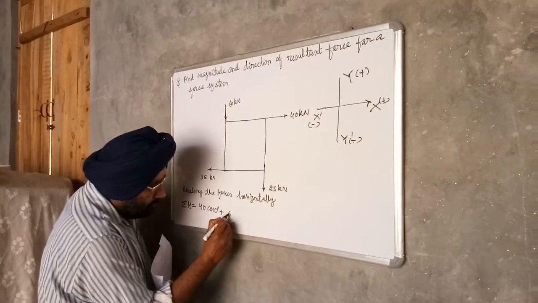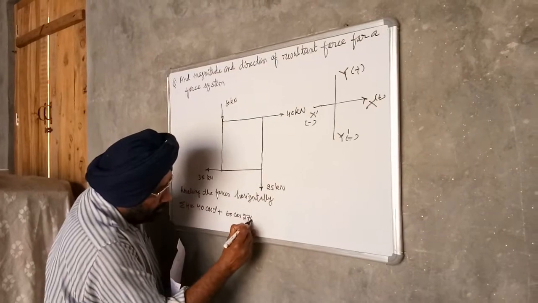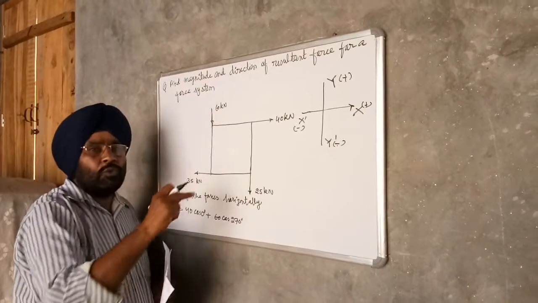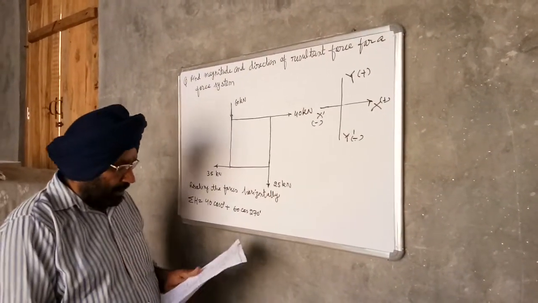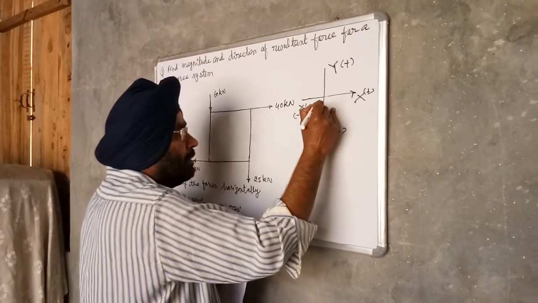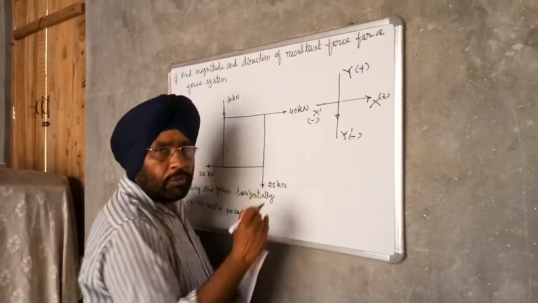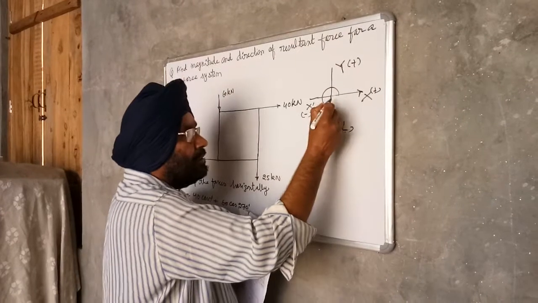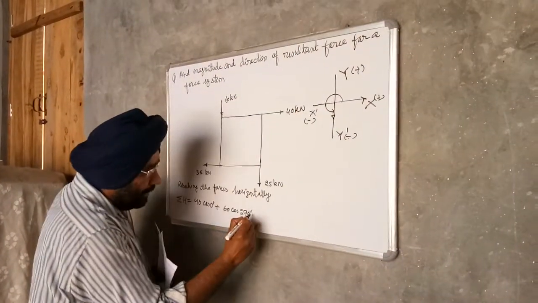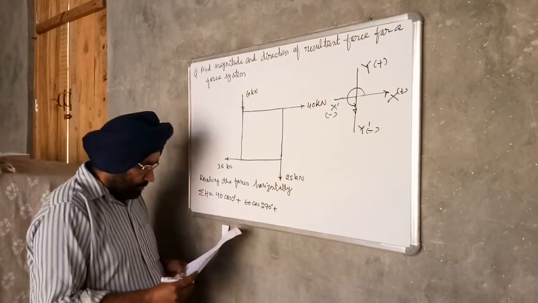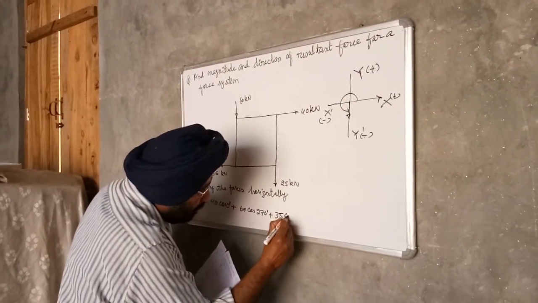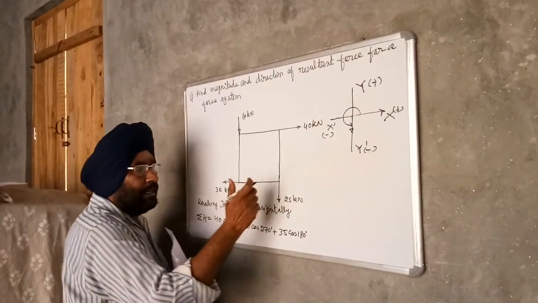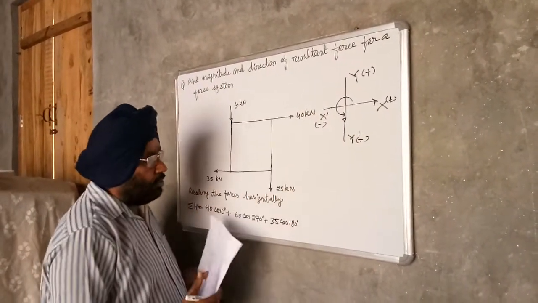60 cos 270 degree, meaning the 60 kilonewton force makes an angle of 270 degree with the positive direction of the x-axis. So this is the 60 kilonewton force and its angle with the positive direction of the x-axis is this one, meaning 180 plus 90, 270 degrees. Similarly 35 cos 180 degree.